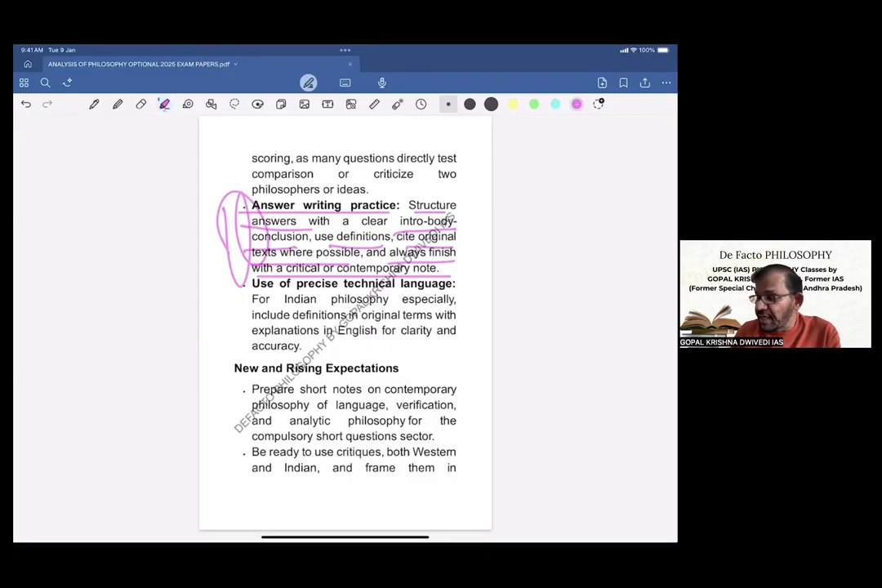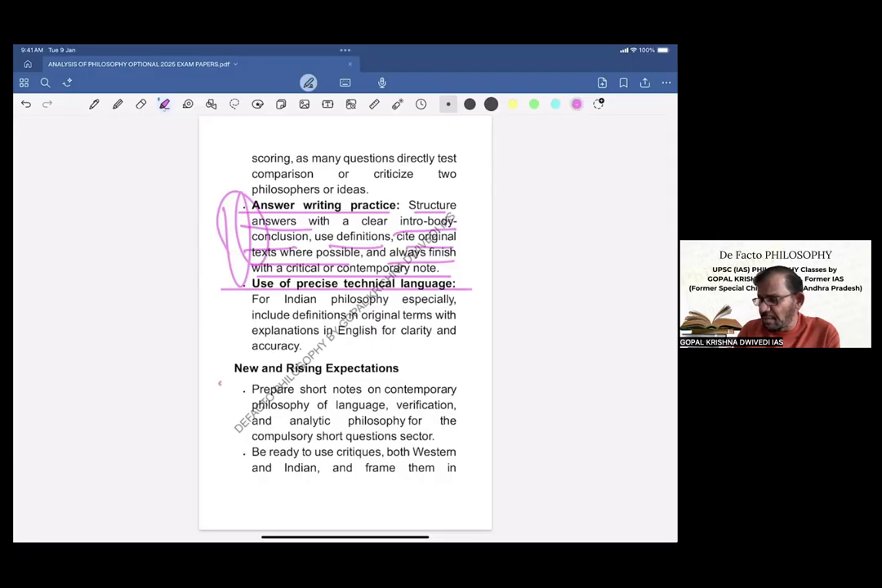Use of precise technical language. This again is very important for Indian philosophy, and even for Western also. I keep on telling, use original technical language, because Indian philosophy mostly relies on Sanskrit text. So Sanskrit technical words you can use. Western philosophy usually has Greek, Latin, or English text. So if you use the original language or original term, you are going to fetch better marks.